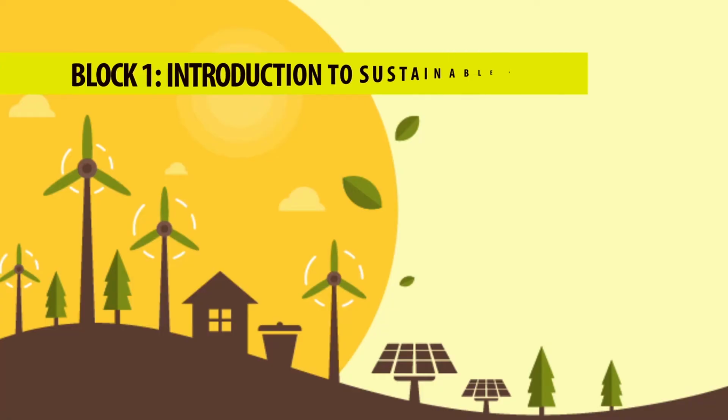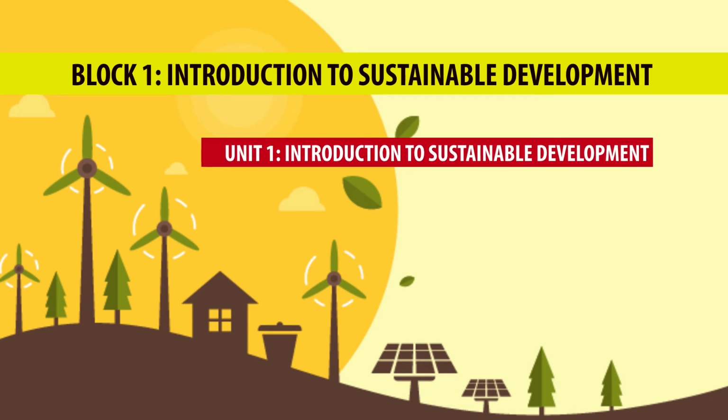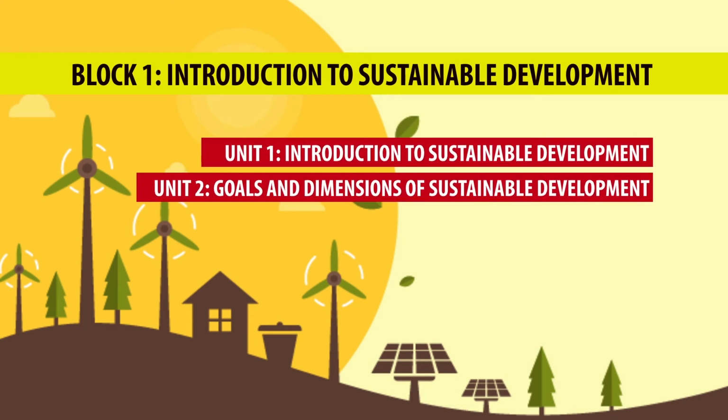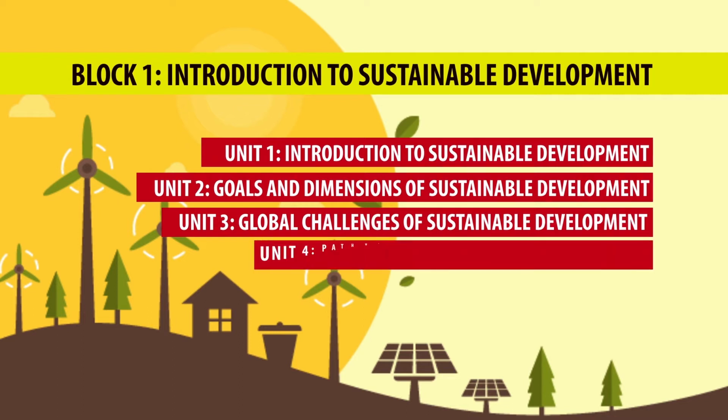The units we are going to learn are: Unit 1, Introduction to Sustainable Development; Unit 2, Goals and the dimensions of sustainable development; Unit 3, which will focus on global challenges of sustainable development; and Unit 4, where we will find out the basic principles of pathways to sustainable development. The different models of sustainable development and the value of and need for natural capital in bringing sustained growth are discussed in this block.